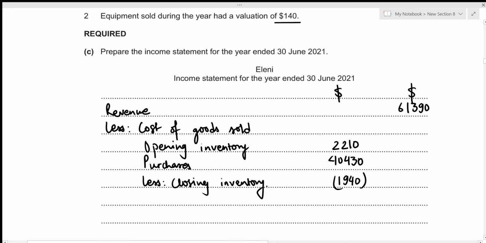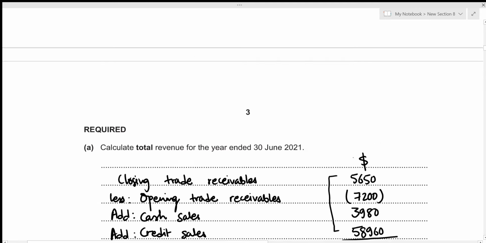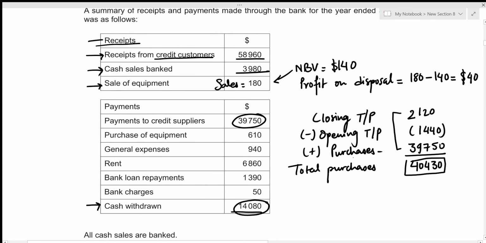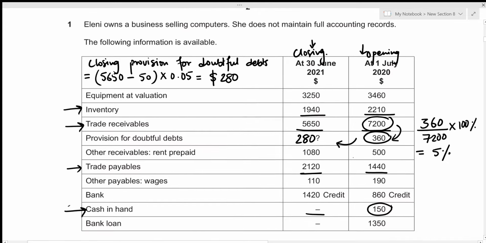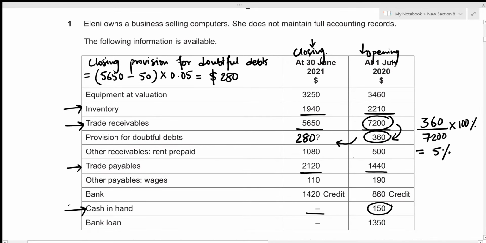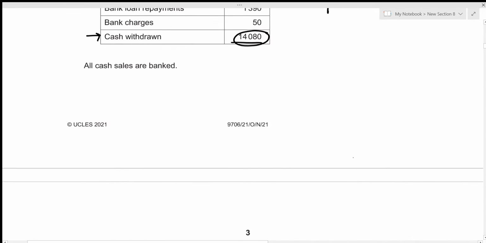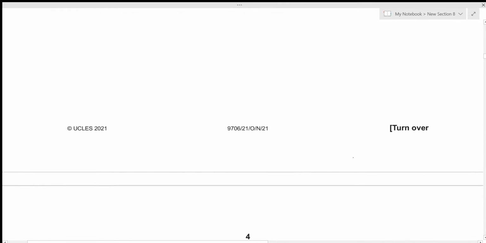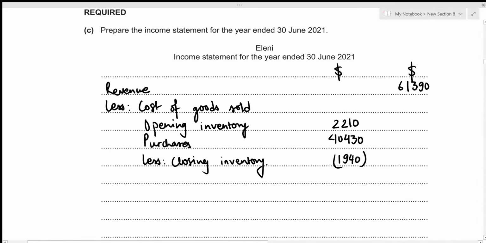Let's have a look to see if there are any other items that should be included in the cost of goods sold section. Alright, it includes only those three items relating to the opening inventory, closing inventory, and purchases. Now we can figure out the total for the cost of goods sold. So in order to do so, we need to add these three items. So that's going to be 2,210 plus 40,430 minus 1,940, resulting in the cost of goods sold to be 40,700.